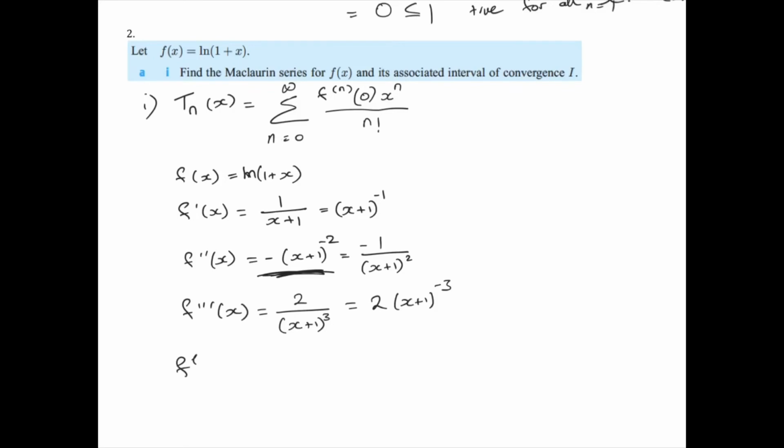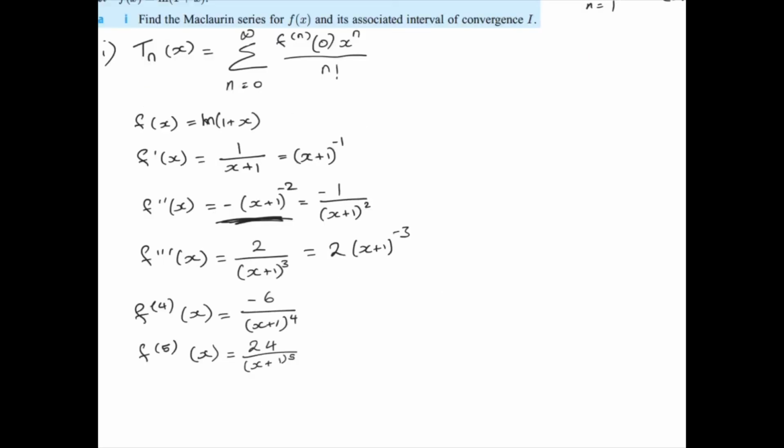Okay, the fourth derivative. There's a reason I'm doing so many. Negative 6 over (x plus 1) to the 4. Beautiful. And the fifth derivative, and I'll stop there. Well, it's 24, or in other words, 4 factorial over (x plus 1) to the 5. So now, notice this is actually 4 factorial over (x plus 1) to the 5. And this is negative 3 factorial over (x plus 1) to the 4.